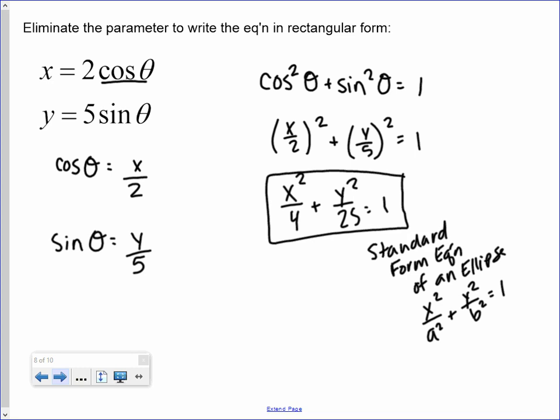If it's a circle, they'll have the same number in the denominator. So do like x squared over 25 plus y squared over 25 equals 1, which you could then multiply both sides by 25 and get x squared plus y squared equals 25, which looks like the equation of a circle.